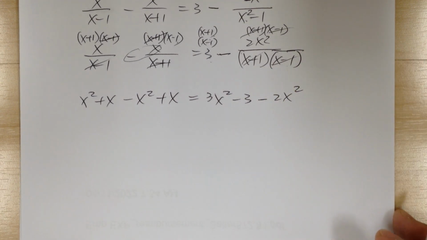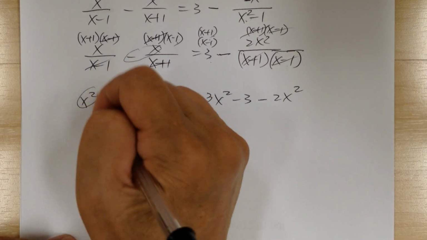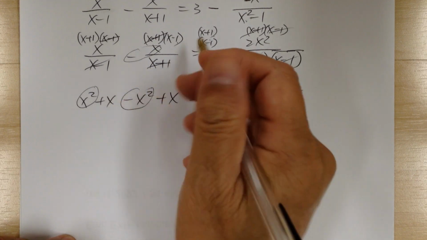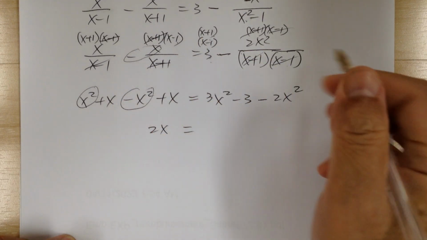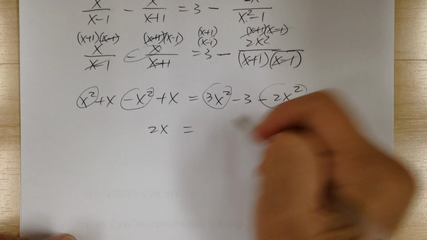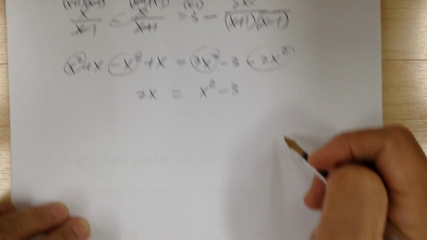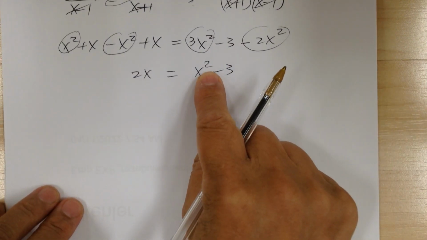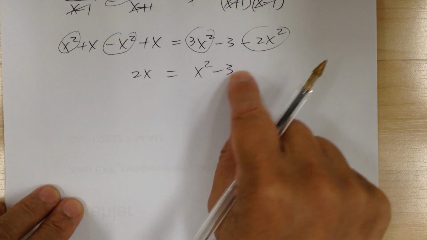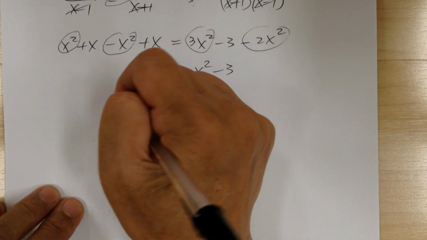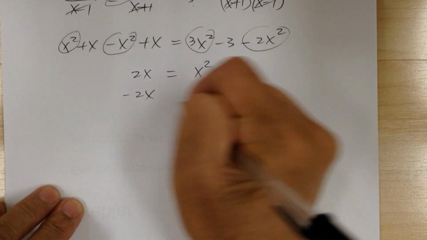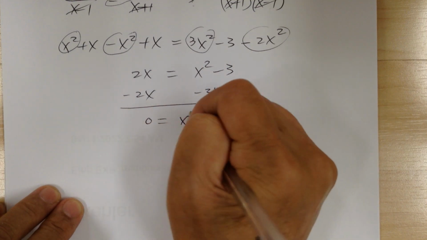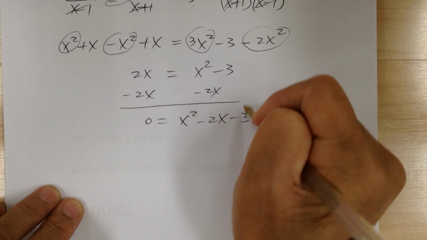So that's a lot of stuff. That's going to simplify a little bit. So this cancels also, I got 2x equal to, and this one will give me x squared minus 3. Since x squared is on this side, I'm going to move everything over to this side so I can solve. So minus 2x on both sides. So I got 0 equal to x squared minus 2x minus 3. So that's going to do the factoring.